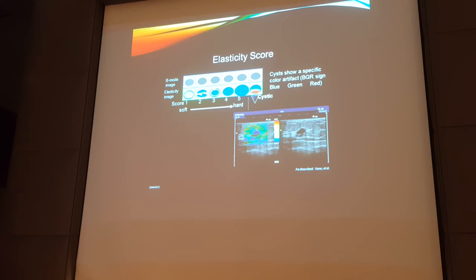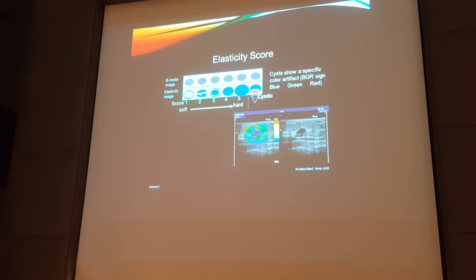3, it's stiff, but smaller than the normal B-mode image. 4, it's stiff and the same size as the B-mode image. And 5, it's stiff and larger than on the B-mode image. And in some systems, you get this blue, green, red artifact for cyst.